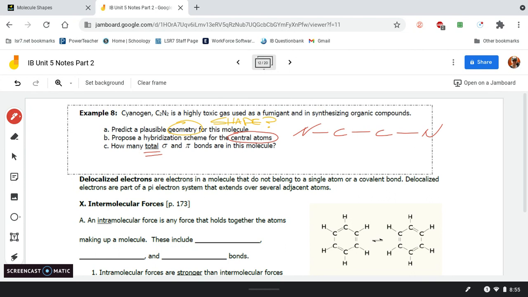I want you to pause the video now, and try to come up with what you think the shape would be. It's kind of tricky. What's the hybridization scheme for the central atom? Basically, what would be the hybridization of this, or what's the hybridization of that? Either one, they're the same. See if you can figure that out, and then count your total sigma and pi bonds, right?